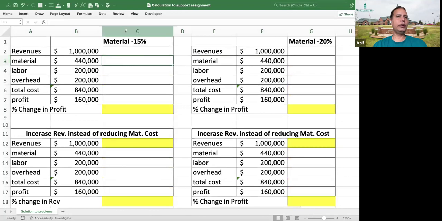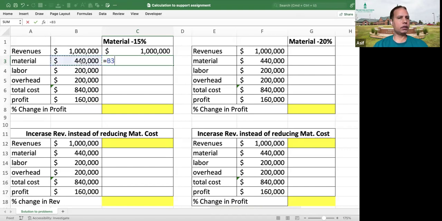So over here we'll be doing this calculation. Everything will remain the same. The only thing that will change is this material cost. We are going to reduce this material cost by 15%. As you can see here, material cost is minus 15%. So revenues remain the same, 1 million. Now the material cost is 440,000, and we are going to reduce it by 15%. Which means the new material cost will become 440,000 multiplied by 85%, since 100 minus 15 is equal to 85. So 440,000 multiplied by 85% will be our new material cost after reduction.